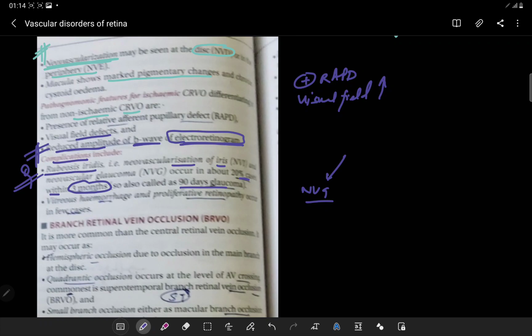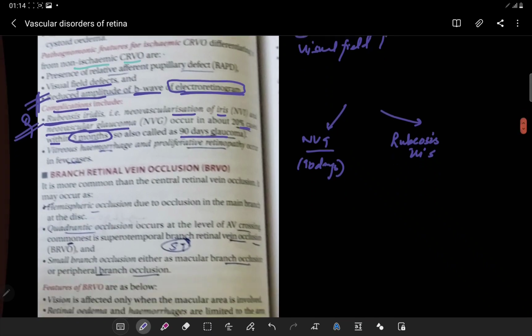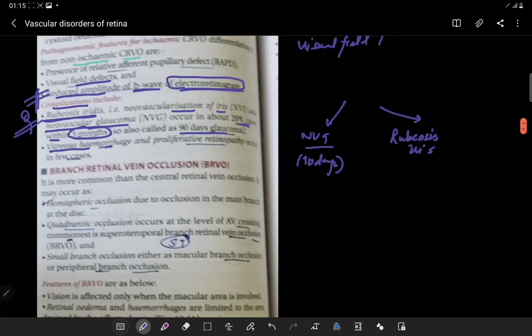That is rubeosis iridis and neovascular glaucoma. So neovascular glaucoma, 90 days glaucoma, and we have rubeosis iridis. These are the complications. Rubeosis iridis, which is the neovascularization of the iris, and we have neovascular glaucoma. We can have some vitreous hemorrhages and proliferative retinopathy occurring in a few cases.